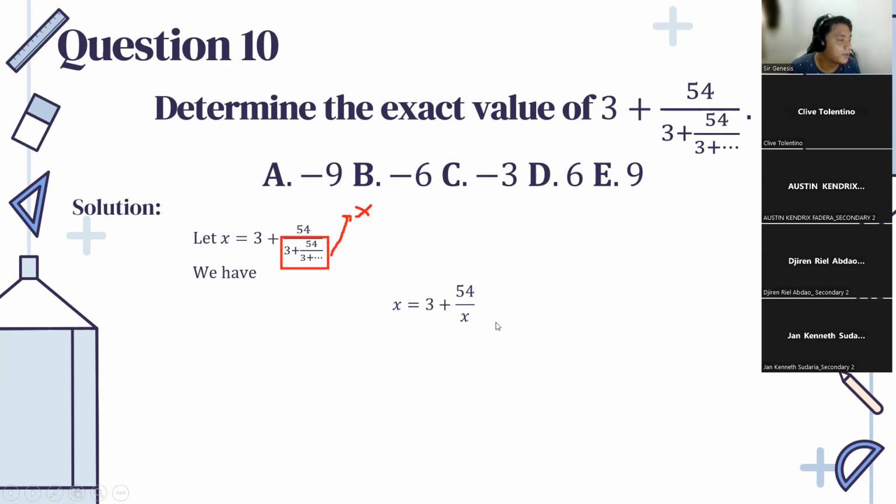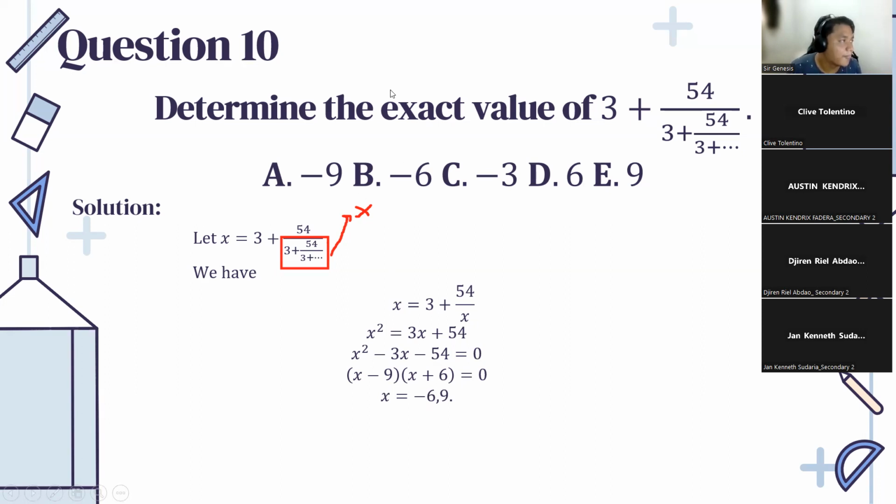Now we are to solve for the value of x. So multiplying x to both sides of the equation, you will have x squared is equal to 3x plus 54. Manipulating the equation and factoring to get the value of x, we have x minus 9 multiplied to x plus 6 is equal to 0. So we have negative 6 and 9.